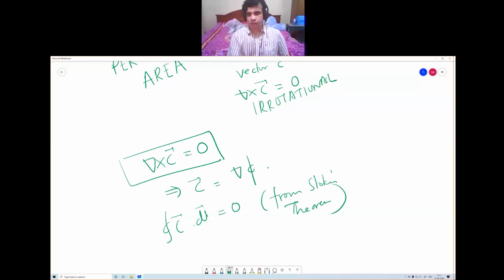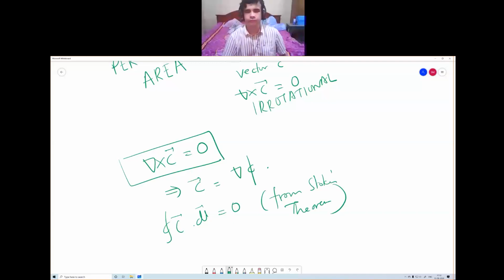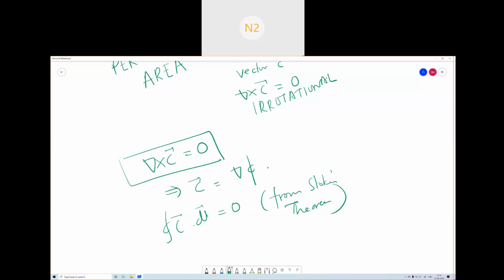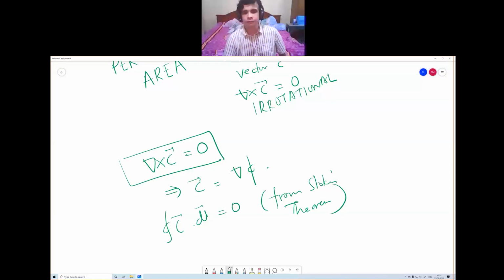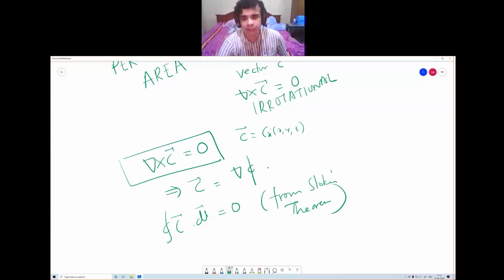If curl of C is 0, then if we apply Stokes theorem, we will get that the circulation of C is also 0. What does this mean? C is a vector field, C equals Cx(x,y,z) i plus Cy(x,y,z) j plus Cz(x,y,z) k. This is a vector field. It's not a point.